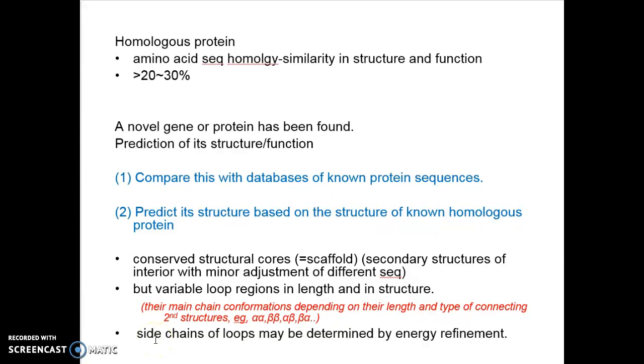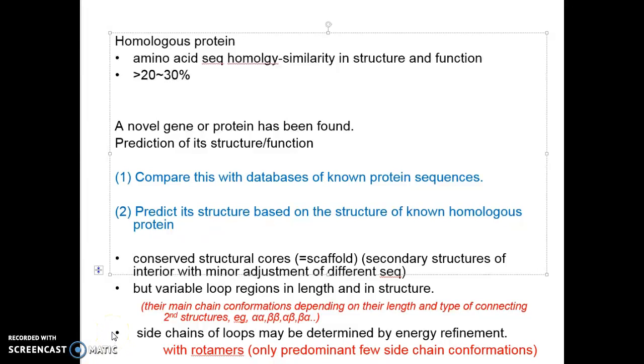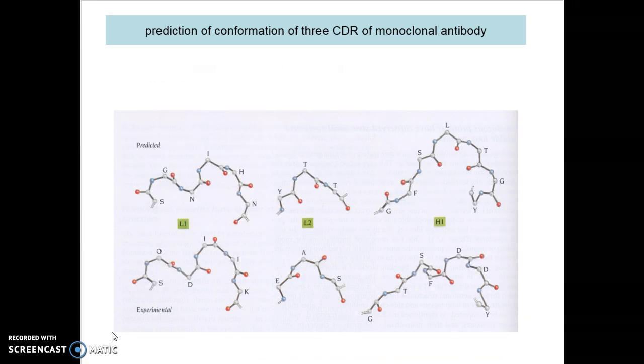Finally, the conformations of the side chains are predicted by energy refinement of the model, which minimizes the free energy of the protein by maximizing the interaction energies of the amino acids. Analysis of structures with high resolution has shown that only a few side chain conformations frequently occur. These are called rotamers. We can see a real example of such an application.